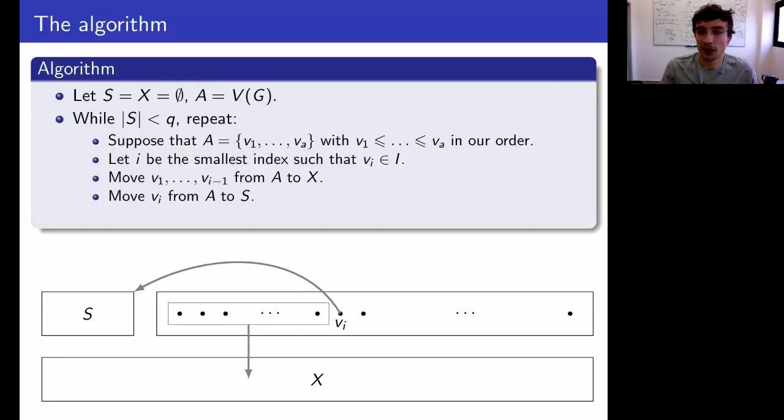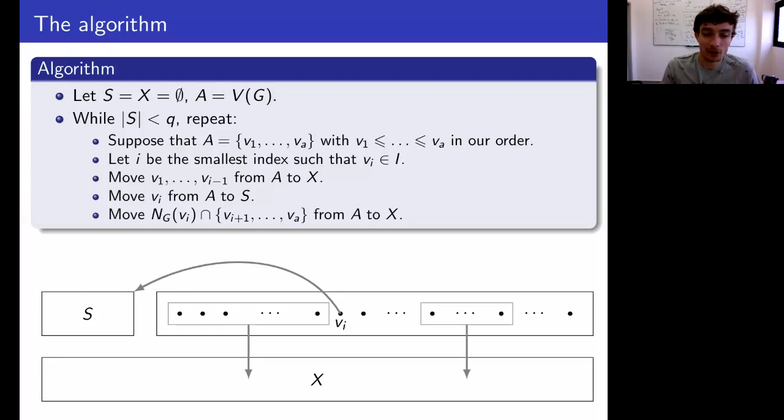And now, so far, we haven't used anything about the assumption that the input is an independent set, so we'll do it in the last step. Since we know that Vi is in the independent set, none of its neighbors can be in the set I. Therefore, the neighborhood of Vi in the set A, among the vertices that we haven't considered yet, we can move from the set of available vertices to the set of excluded vertices, because no independent set that contains Vi can contain any of these vertices, because they're neighbors.